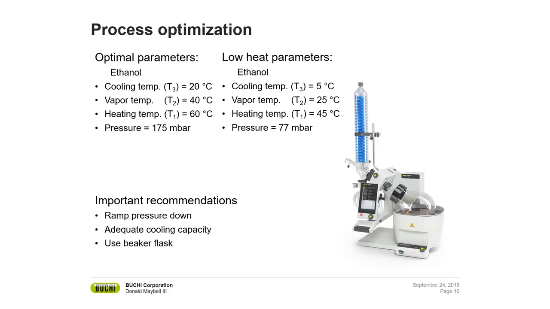So important recommendations, as I mentioned previously, make sure to ramp down the pressure instead of pulling down extremely quickly. Make sure you have adequate cooling capacity. And then the last little bit is making sure you have the proper flask size. As I mentioned, evaporation only happens at the surface of a liquid. So maximizing the surface area of the flask that you're working with is extremely important. And then also have to think about retrieving your sample after the process has finished.